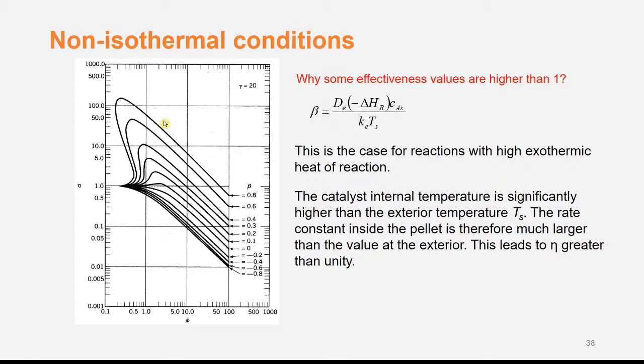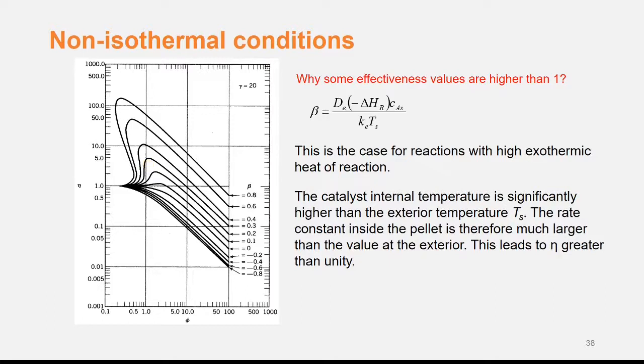The effectiveness factor decreases for decreasing beta. When beta is less than 0, this corresponds to an endothermic reaction. So the temperature goes down inside the pellet and the reaction rate slows down. The curves above beta equal to 0 are for exothermic reactions with beta greater than 0. In these cases, the temperature inside the pellet increases, speeding up the reaction.